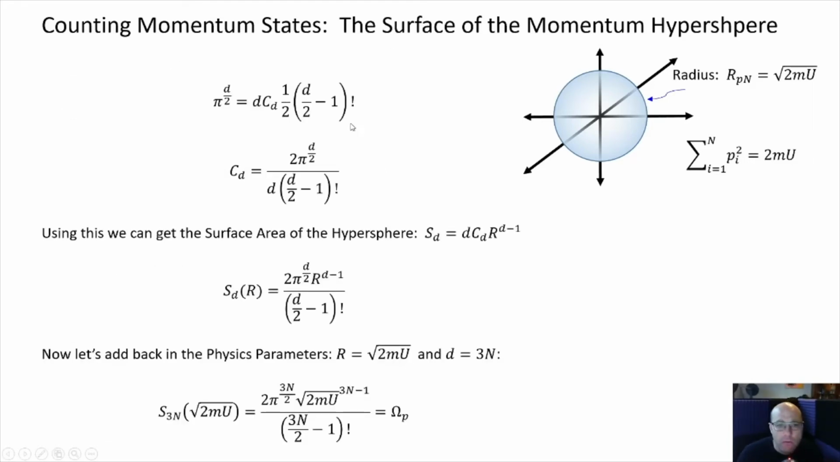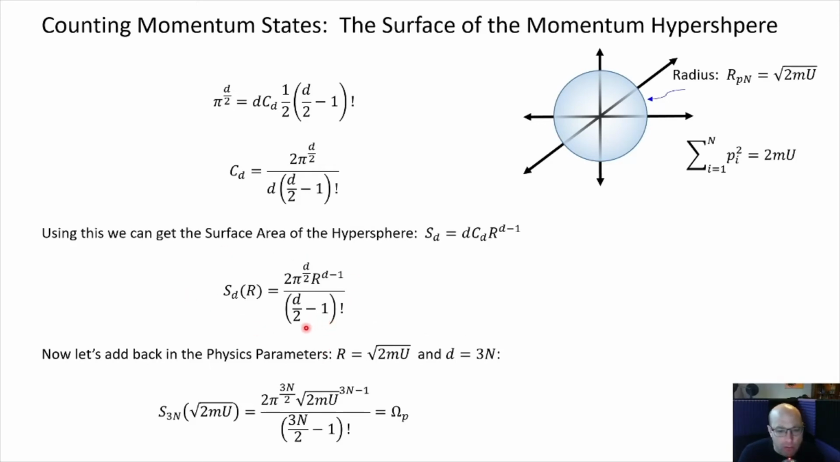So here we go. Solve for c_d. It's 2 pi to the d over 2 divided by d times d over 2 minus 1 quantity factorial. Let's go ahead and sub this c_d now into the expression for the surface area of the sphere. So one nice thing is that the d in the denominator cancels with the d here. And we're left with this expression. So we're going to now keep taking steps towards physics. This is just generically the surface area of a d-dimensional hypersphere, right?